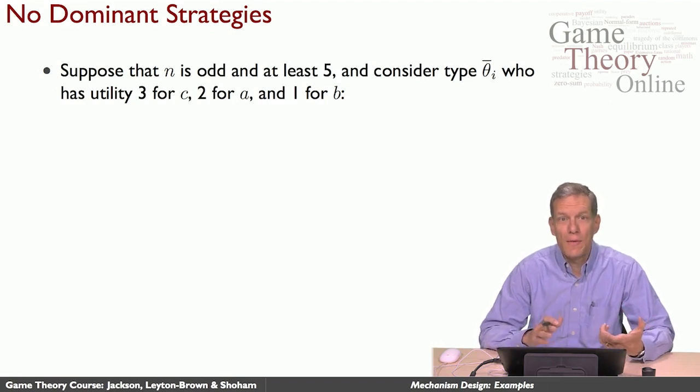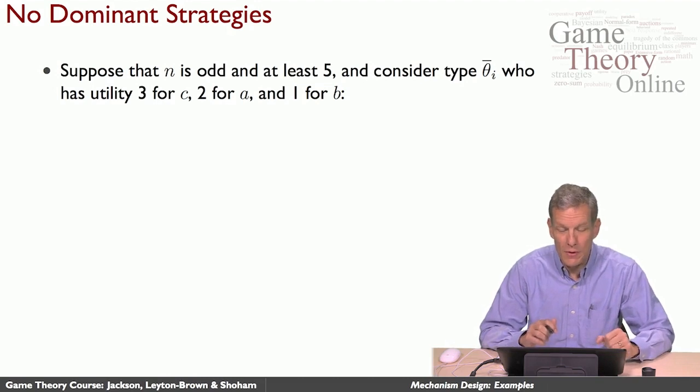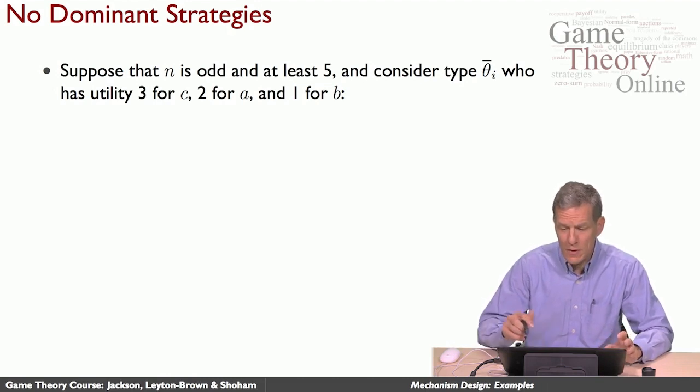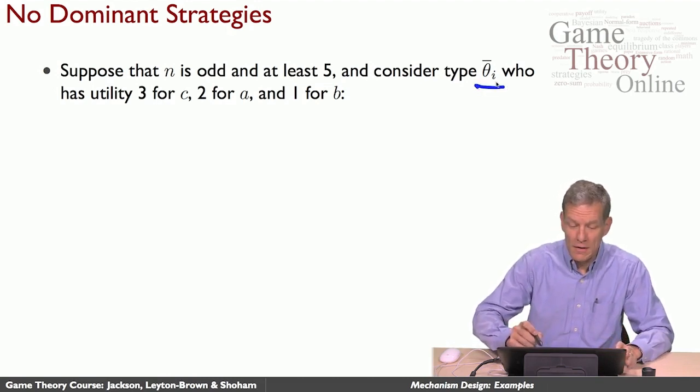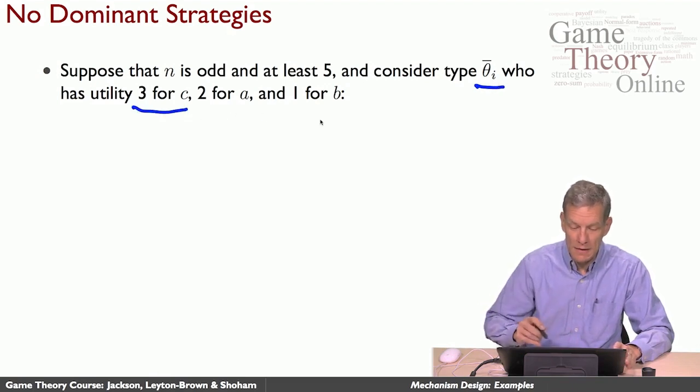So to think about that, let's think of a world where we've got an odd number of voters, so we're not going to have to worry about ties. That'll make our life easier. And let's think of a world where we've got at least 5 voters, and that'll become clear in a moment. So let's consider the type theta bar I. This is the person who likes C the best, and then A and then B.